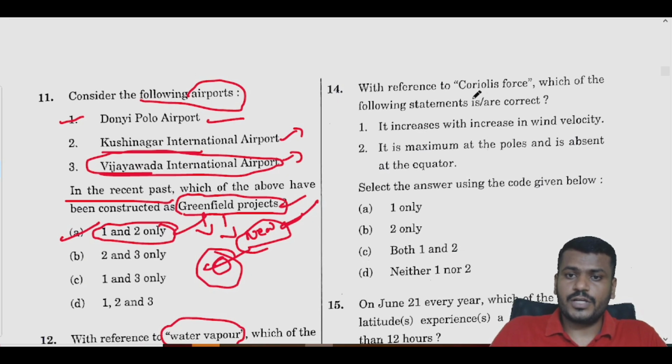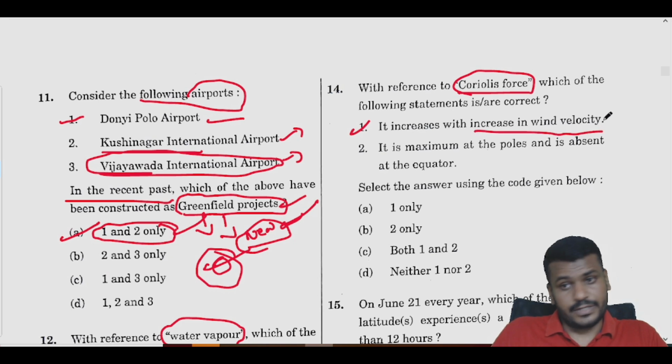With reference to Coriolis force, again a geography question, guys, and let's take the options. It increases with the increase in wind velocity. See what they are telling. Definitely it increases because it is proportionate to wind. Wherever there is more wind, there is definitely more Coriolis force.